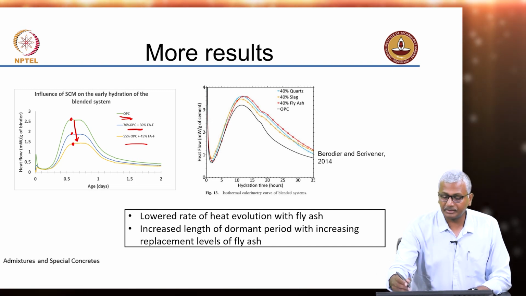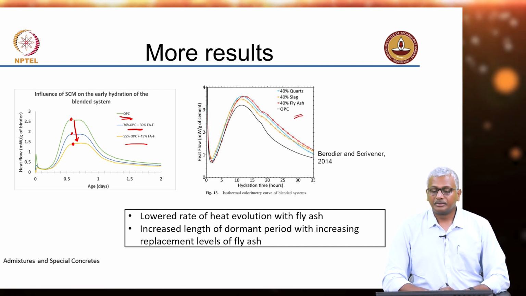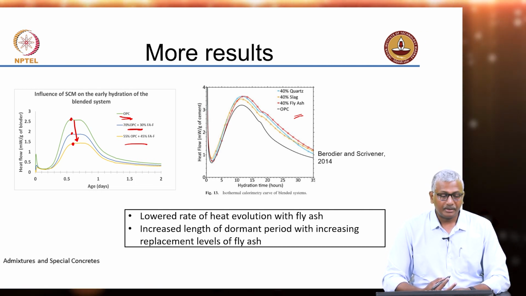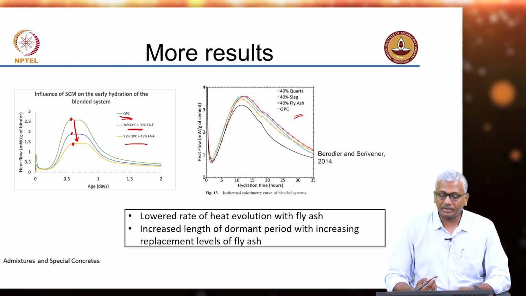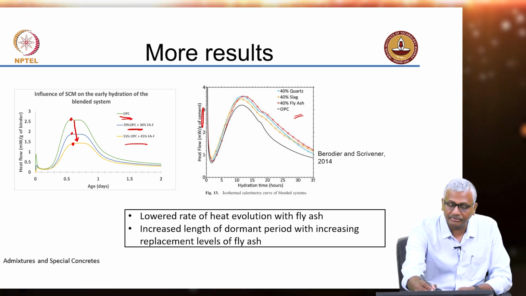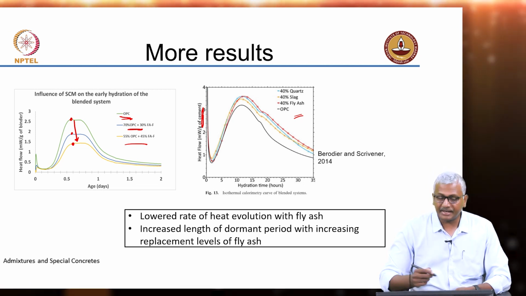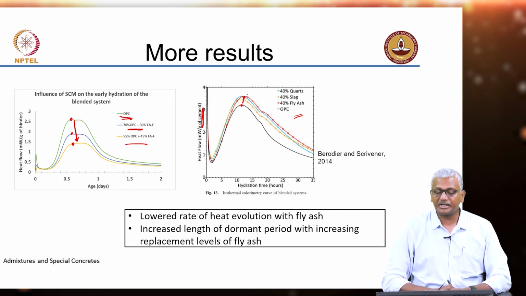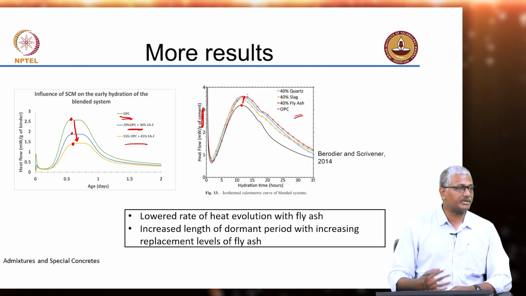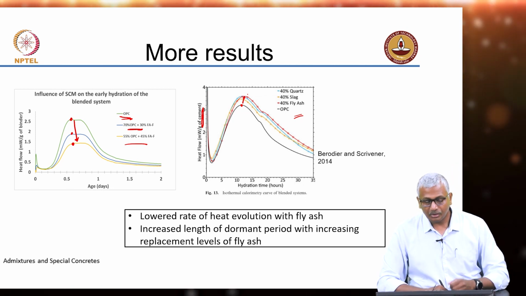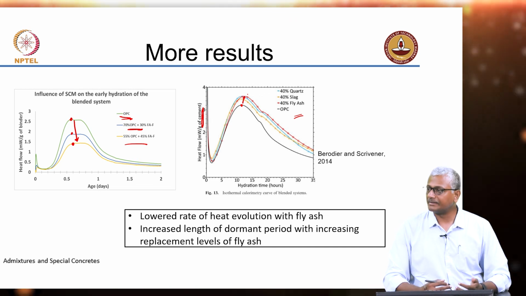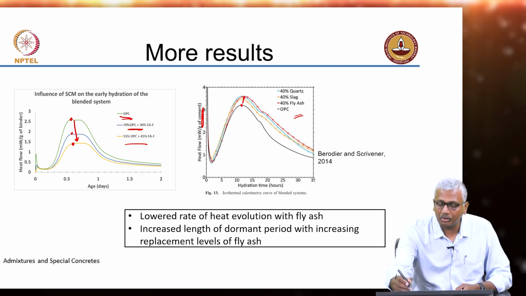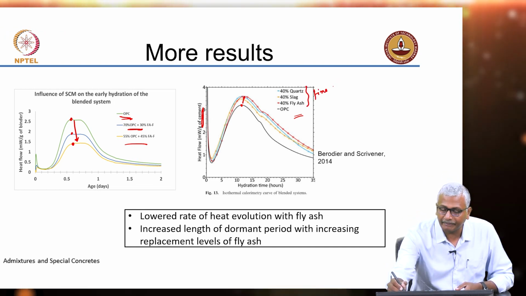Now, in another study, quartz, slag and fly ash were used as cement replacement, okay, and when the result is plotted in terms of heat flow per gram of cement, what you actually see is that the peak heat rate for all of the three systems where cement has been replaced up to 40% by these materials, the peak heat rate has gone up. What does this indicate? This indicates some acceleration is happening of the hydration, and this acceleration was achieved when all of these were in the fine state.